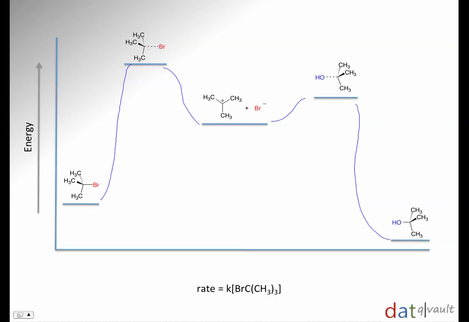So what is the rate constant, or what does the rate of the overall reaction look like? k is some sort of rate constant based on factors like solvent and how good the leaving group is, and then the concentration of only the substrate and not the nucleophile. This is because the formation of the intermediate is the rate limiting step, because this is the largest energy barrier right here, and it only involves the starting material.